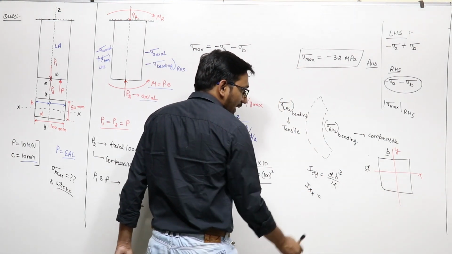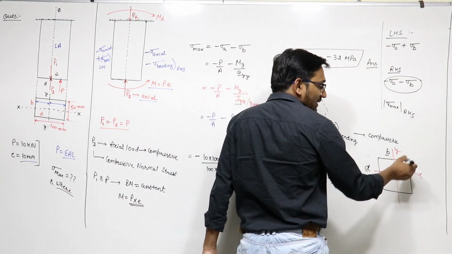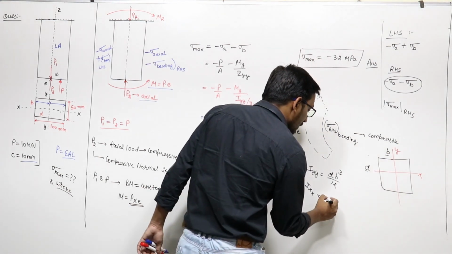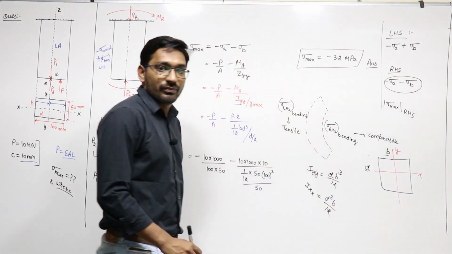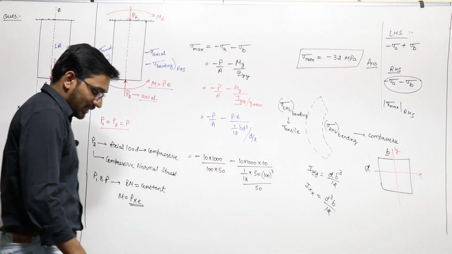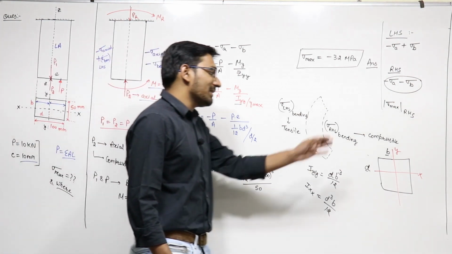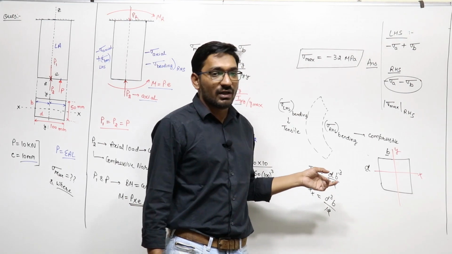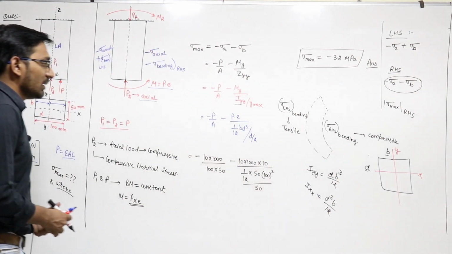Ixx, if you want to calculate, xx is this one, the dimension cut by this axis is d, so d cube, next dimension is b upon 12. This is how you can remember how to calculate the moment of inertia about x-axis and y-axis in the case of a rectangle. The dimension which is cut by the axis, you have to take the cube of that dimension, the other dimension will remain the same, upon 12. Right, this is how you can remember this.